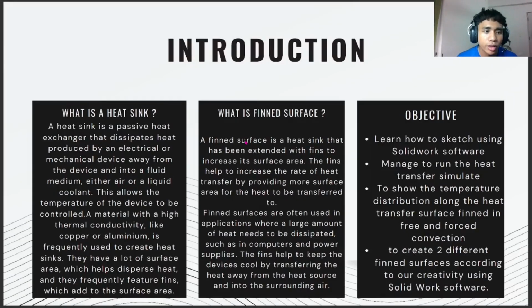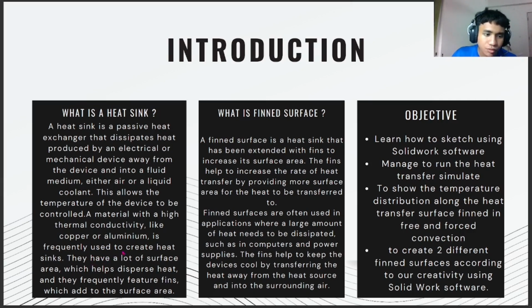Introduction. What is a heat sink? A heat sink is a passive heat exchanger that dissipates heat produced by an electrical or mechanical device away from the device and into a fluid medium, either air or a liquid coolant. This allows the temperature of the device to be controlled. A material with a high thermal conductivity like copper or aluminium is frequently used to create a heat sink.